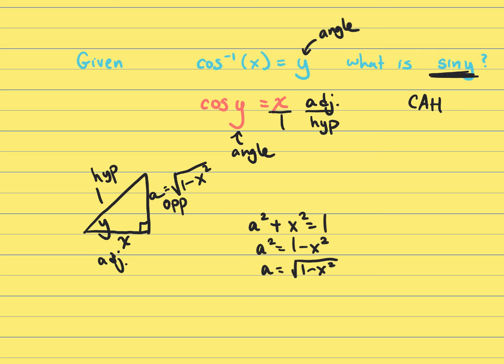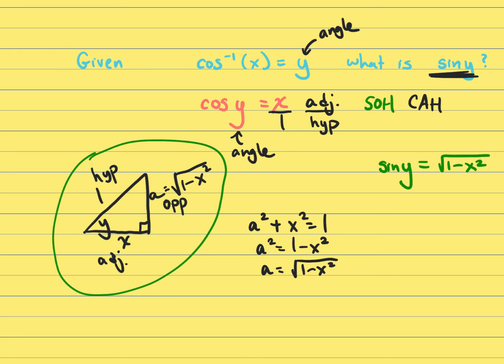So this triangle says, what's the sine of y? Well, remember sine is opposite over hypotenuse. So the sine of y is going to be the opposite over the hypotenuse, which is just the square root of 1 minus x squared. So the sine of y, given the inverse cosine of x is y, is simply radical 1 minus x squared. So setting up this triangle will be really important, and it's how we will actually prove these derivatives.